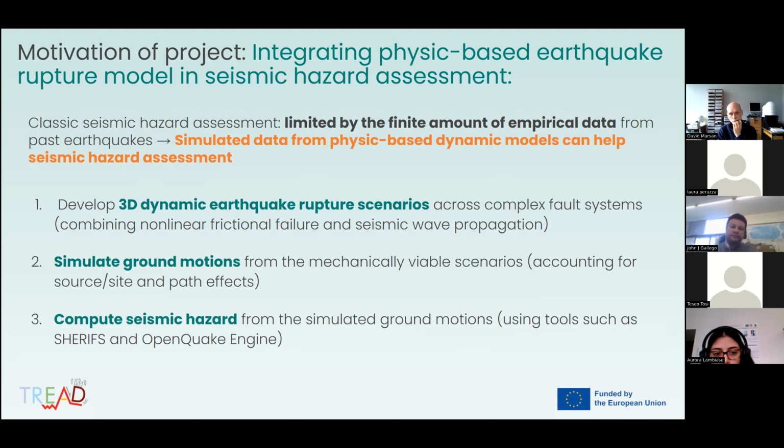So the motivation of the project is that a classic seismic hazard assessment is limited by the finite amount of empirical data. This is where simulated data from physics-based models can help. And there are three main processes that will go on throughout the PhD, which include developing 3D dynamic earthquake rupture scenarios, and from these simulating ground motions to then compute seismic hazard.